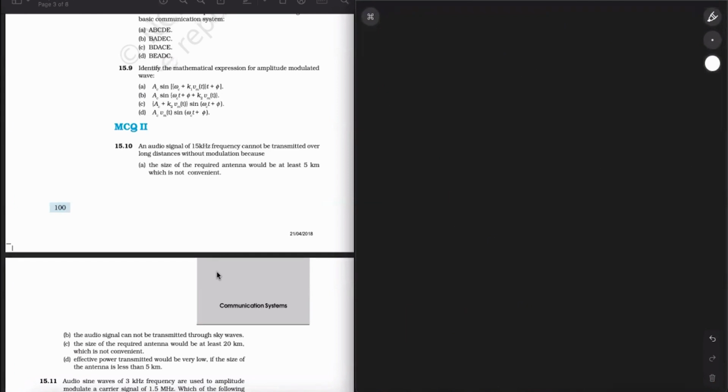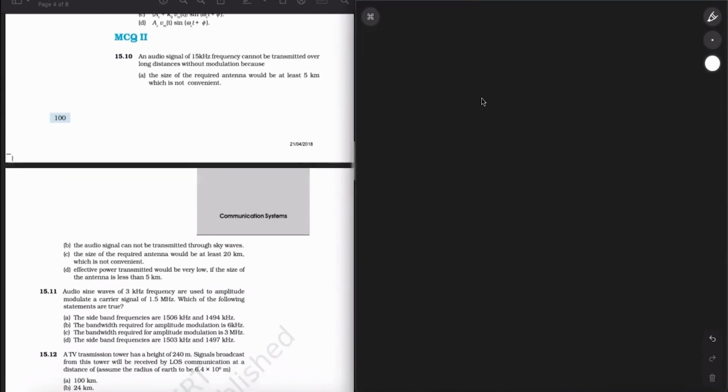Now we have question number 10. So it states an audio signal of 15 kilohertz frequency cannot be transmitted over long distance without modulation because, okay, so they're asking for the reason. Okay, first of all, I'll tell you the concept, then we'll start reading out the options and check for ourselves. So the key concept behind this is the size of the antenna.